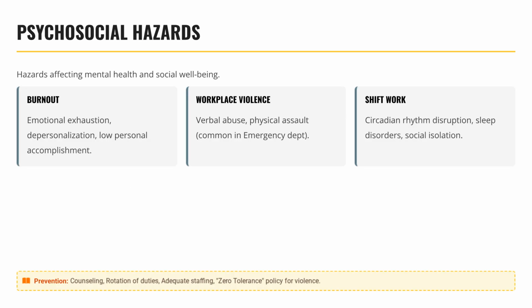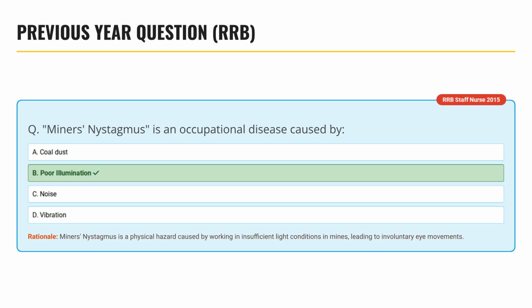Psychosocial hazards affect mental health. They include burnout, characterized by emotional exhaustion, workplace violence, common in emergency departments, and shift work, which disrupts circadian rhythms and sleep. Miner's nystagmus is an occupational disease caused by physical hazards, specifically working in insufficient light conditions in mines, which results in involuntary eye movements.